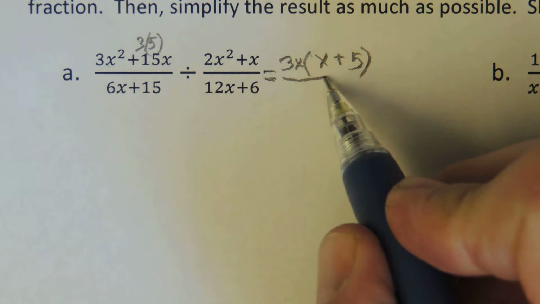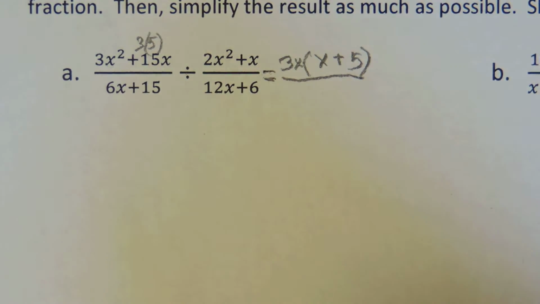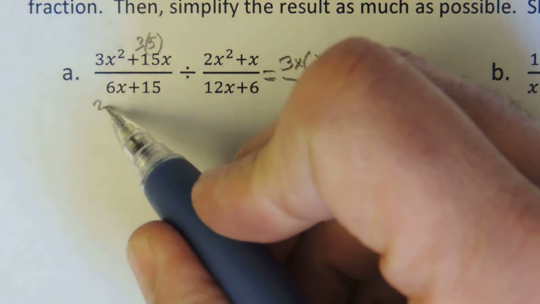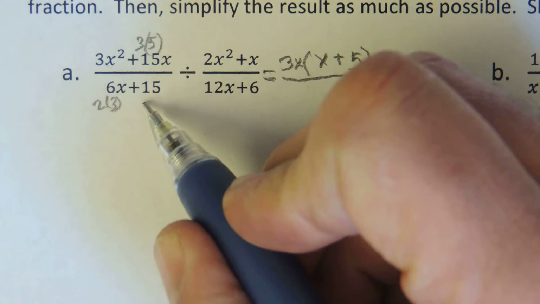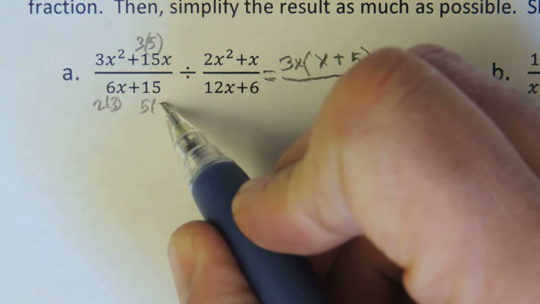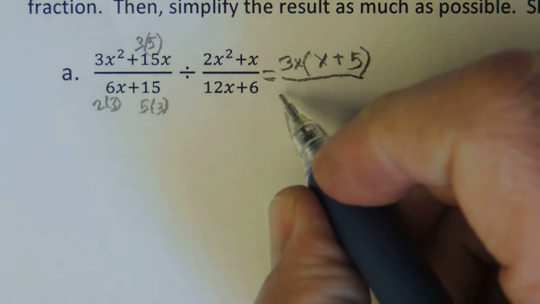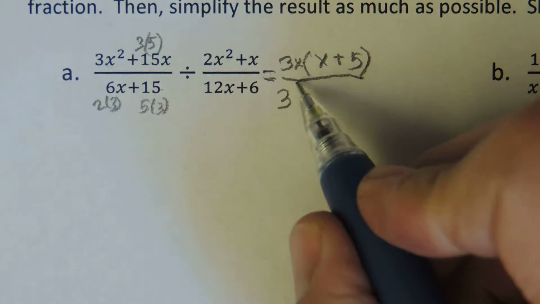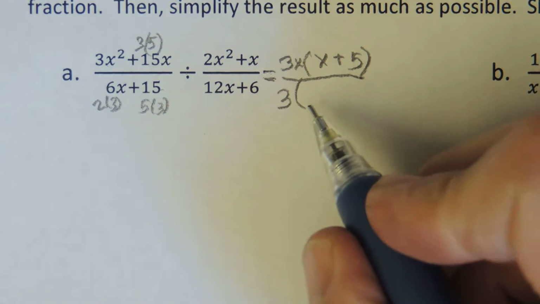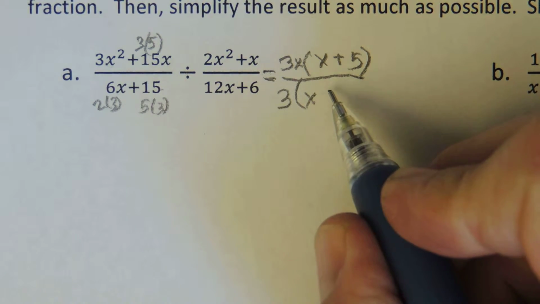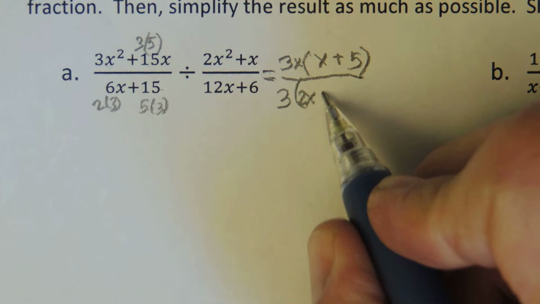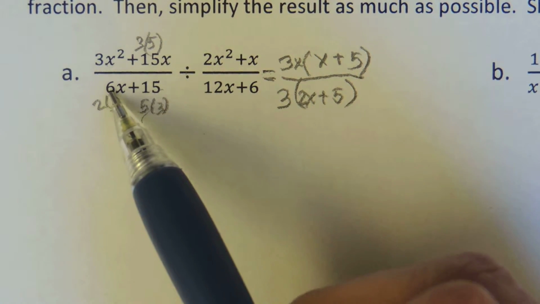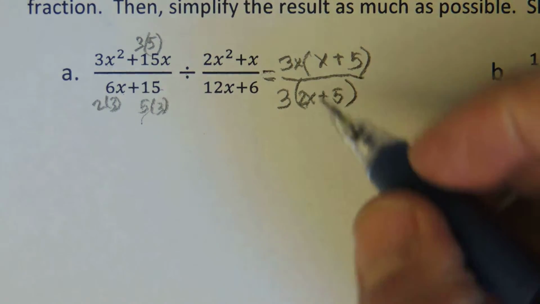Now I'm going to factor my denominator. Once again, I have 3, so I can say this is 2 times 3. This is 5 times 3. So I can factor out a 3. This term has no x's, so I cannot factor out an x. I just have 2x, I'm sorry, 2x plus 5. Because if I take out my 3, I still have my 2x.